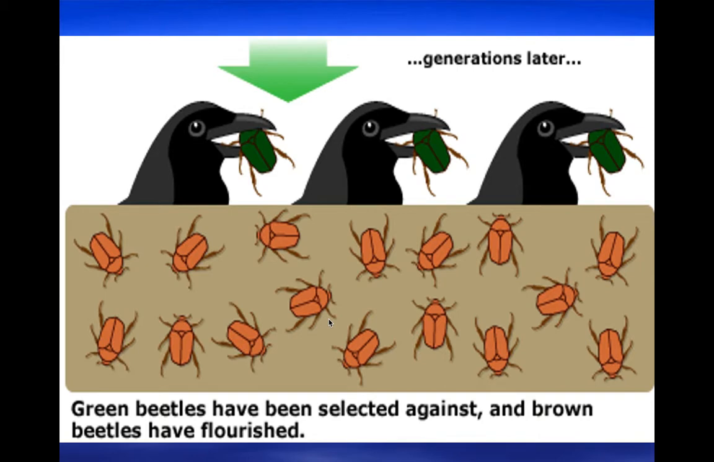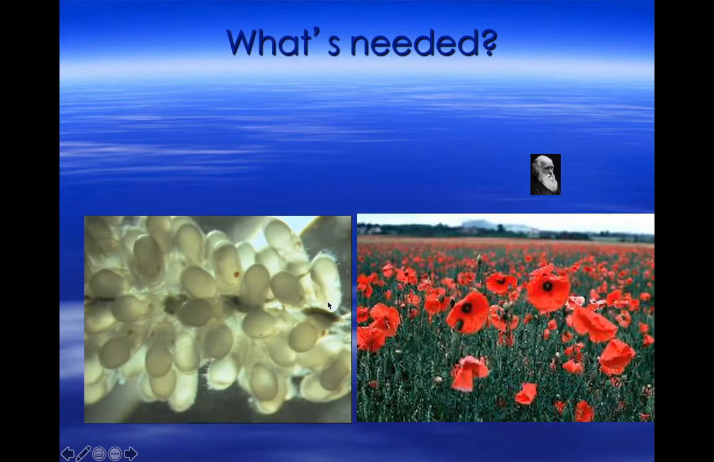An adaptation is a trait that you're born with. Some traits are helpful and some are not. Being a green beetle was not a helpful trait. So that's why you don't see any green beetles in the last generation. All right.